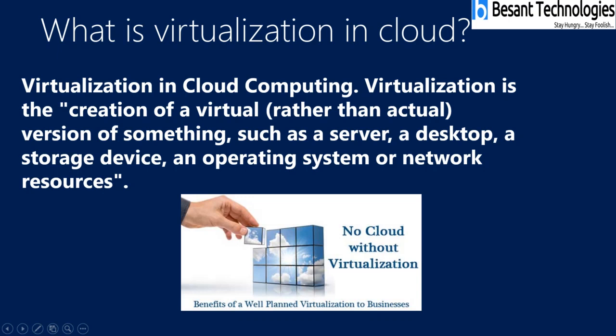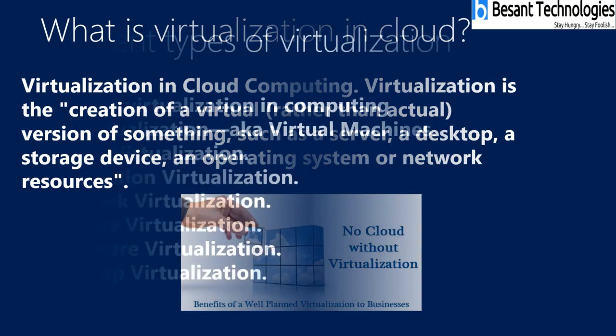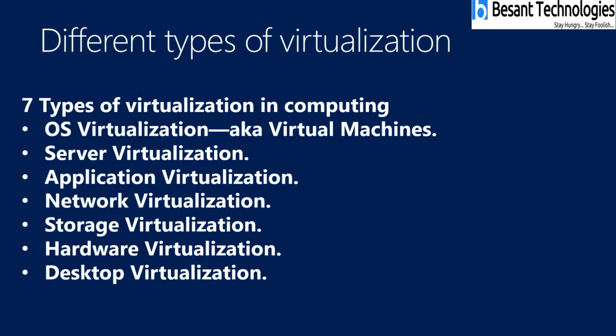Virtualization in cloud computing is the creation of a virtual rather than actual version of something, such as a server, desktop, storage device, operating system or networking resources. If we go for virtualization, we can see different types of virtualization. There are 7 types of virtualization we work with in our industry. Operating system virtualization is called machine virtualization or virtual machine. Here in AWS it is EC2, virtual server, application virtualization, server virtualization, network virtualization, storage virtualization, hardware and desktop virtualization.